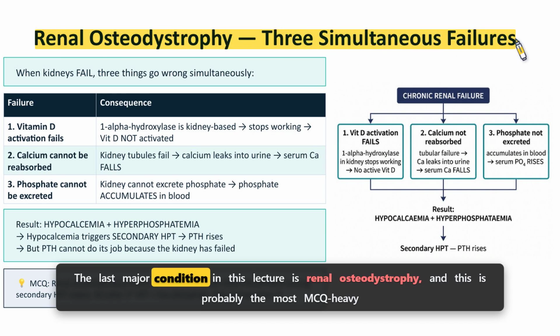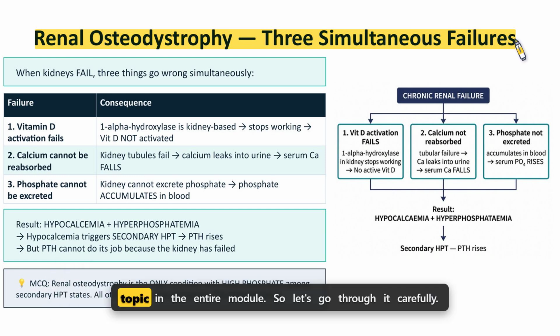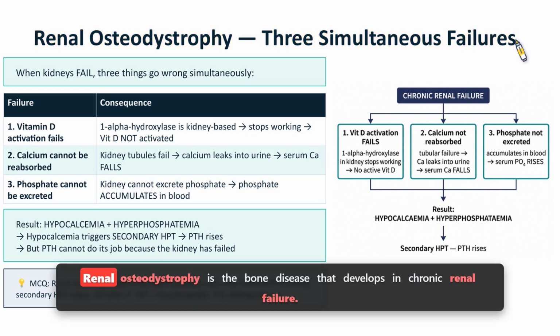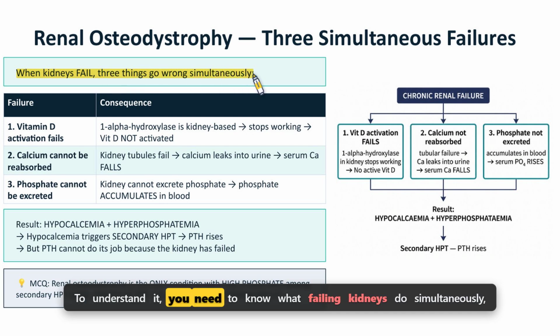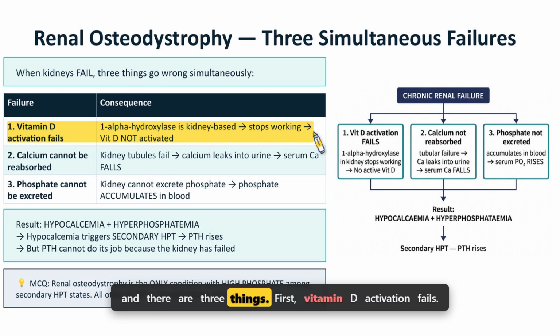The last major condition in this lecture is renal osteodystrophy, and this is probably the most MCQ-heavy topic in the entire module. So let's go through it carefully. Renal osteodystrophy is the bone disease that develops in chronic renal failure. To understand it, you need to know what failing kidneys do simultaneously, and there are three things.